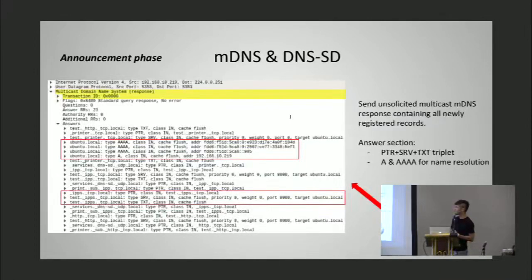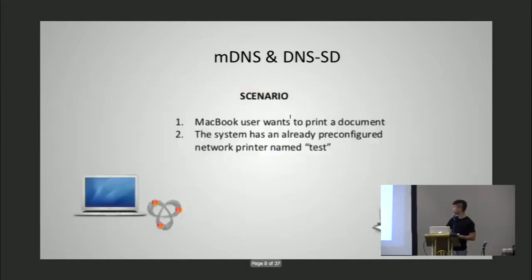is basically saying that, okay, since no one else has this record, has this service, I will take it for the local network, and I will establish that I have this service that you can use. And it will send an unsolicited multicast MDNS response that contains all of these newly registered records, which, as I mentioned before, will include the pointer, service and text triplets, plus the A record for name resolution. So let's see an actual scenario there.